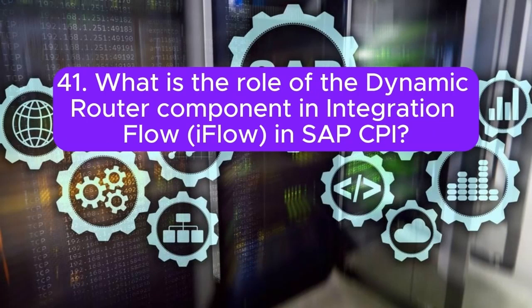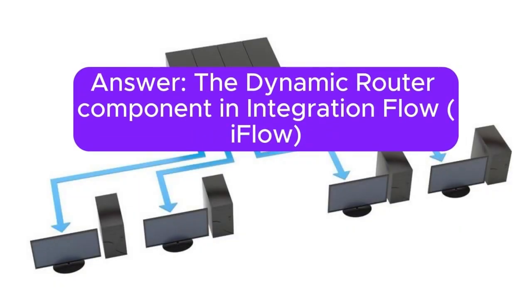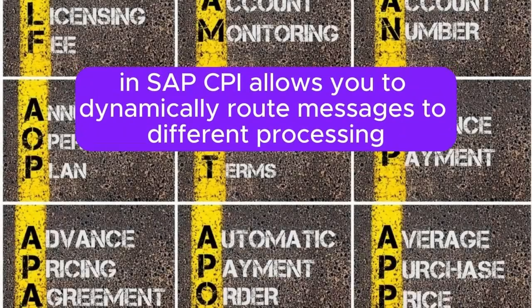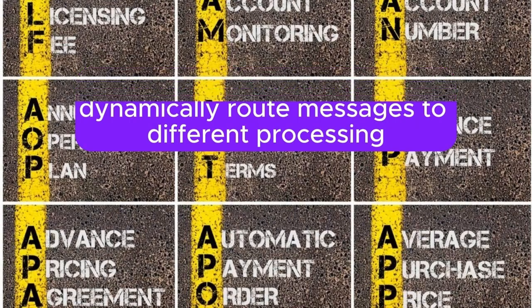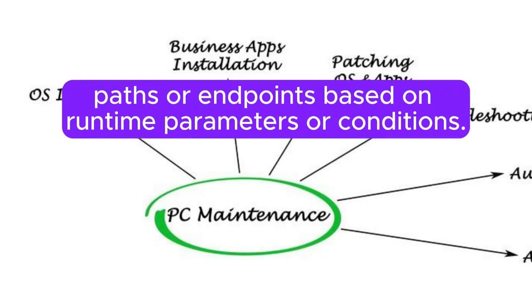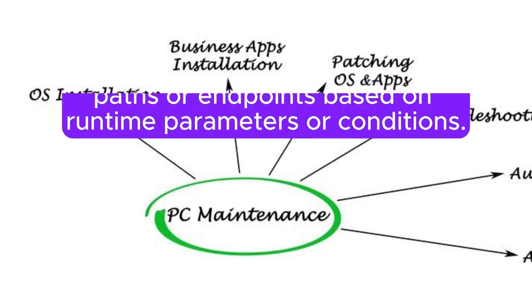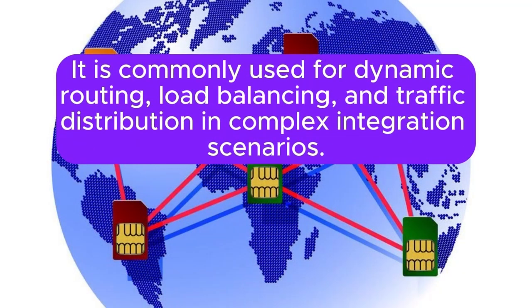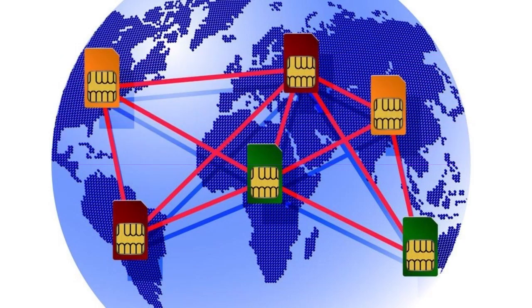41. What is the role of the dynamic router component in integration flow iFlow in SAP CPI? Answer: The dynamic router component in iFlow in SAP CPI allows you to dynamically route messages to different processing paths or endpoints based on runtime parameters or conditions. It is commonly used for dynamic routing, load balancing, and traffic distribution in complex integration scenarios.